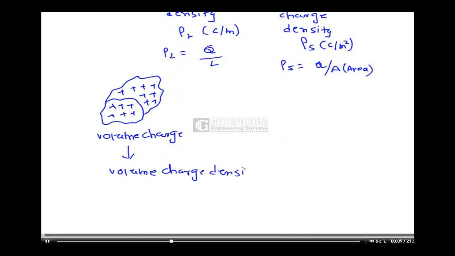Volume charge density, rho V. Unit is Coulomb per meter cube. Rho V is equal to Q by V, where V is volume. So these are other charge distributions, continuous charge distributions. We have to calculate the electric field intensity due to these charges.